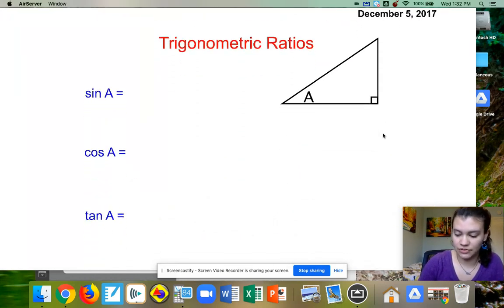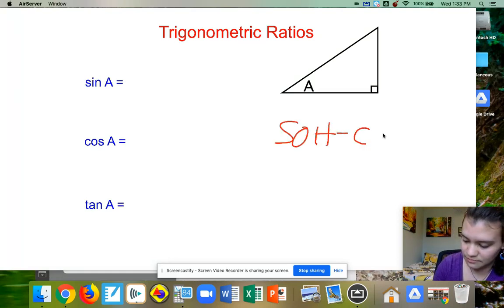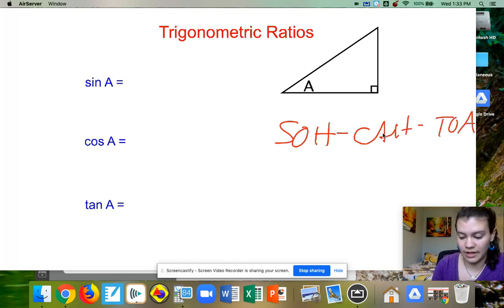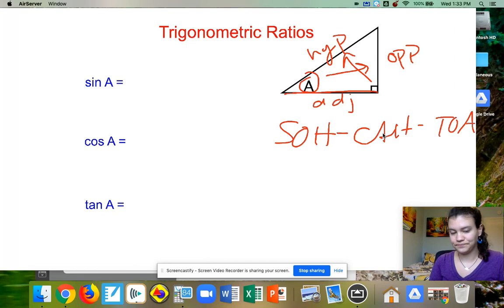All right, so trig ratios, again, something you have done before. You can think of SOHCAHTOA. Here, if we're looking at angle A, we're going to label all the different sides of the triangle. Directly opposite A is your opposite side. Directly across from the 90 is your hypotenuse, and the side touching A and touching the 90 is your adjacent side.